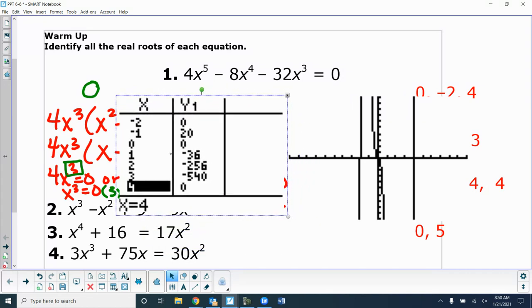All right, so there's the table. -2, the 0, and the 4. Okay?